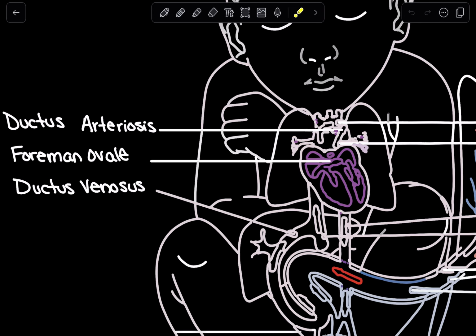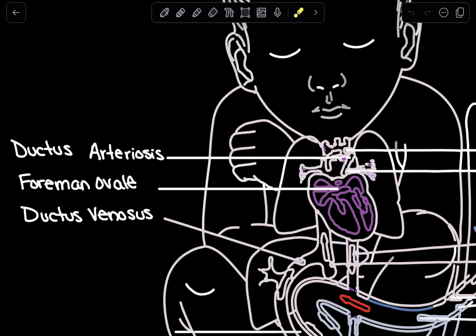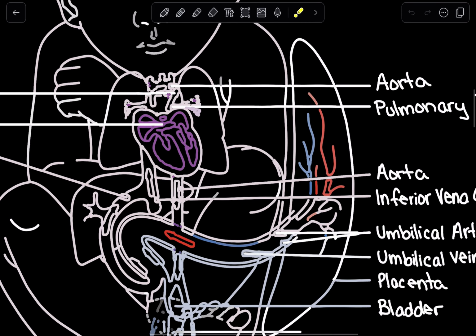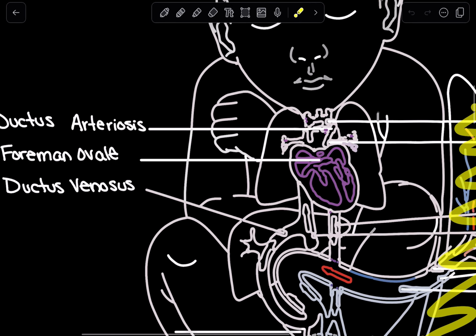Now, once again, we know that deoxygenated blood that's coming, it's going to enter the right atrium, it's going to want to go to the right ventricle, and then it's going to want to be pumped to the lungs. But remember, the lungs aren't fully functional yet. So what do we have to do to that deoxygenated blood? We have to send it back to the mother, aka we have to send it back to the placenta. So there's no point in going to the lungs.